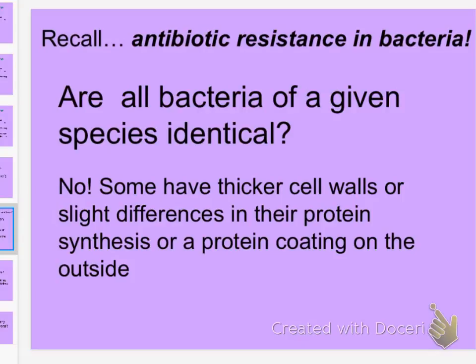Are all bacteria of any given species identical? No. They might have thicker cell walls. They might have a slightly different chemical they use in protein synthesis. The protein coating they build for the outside might be a little bit different. Those are differences. That's variation.